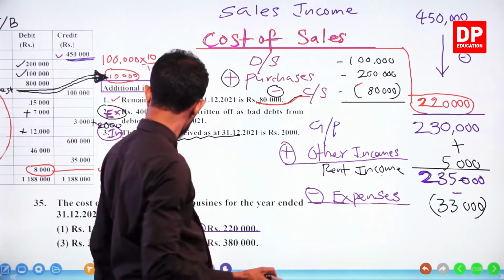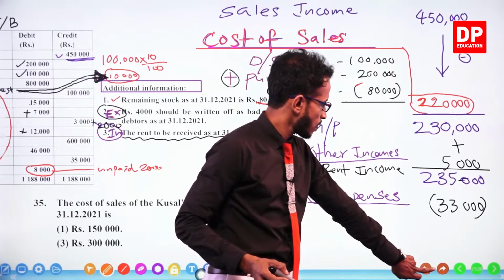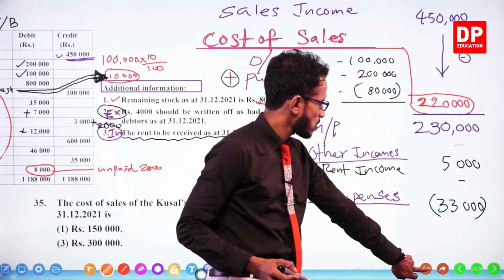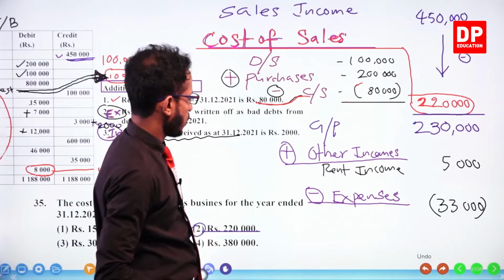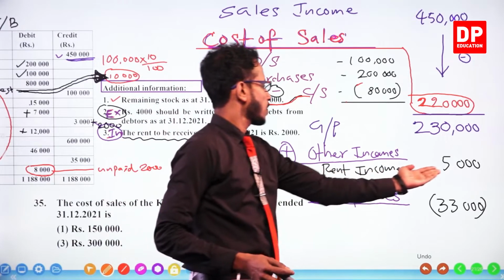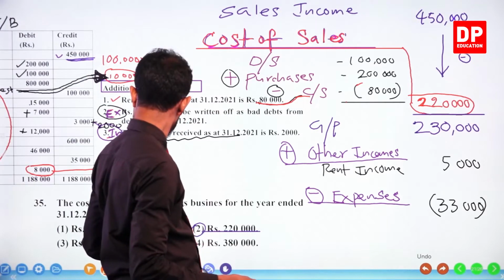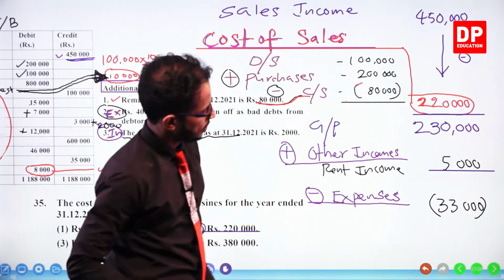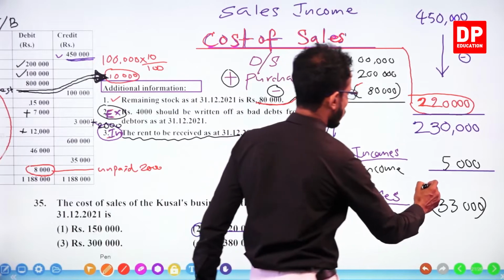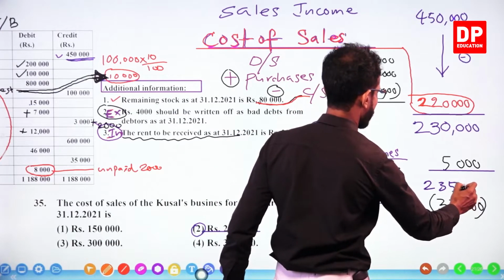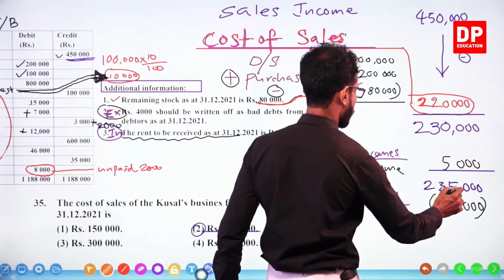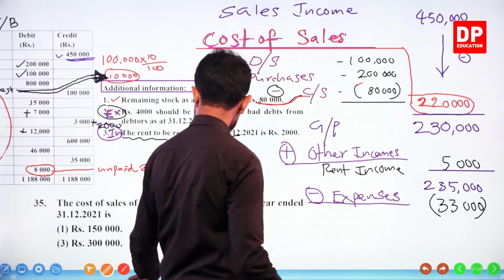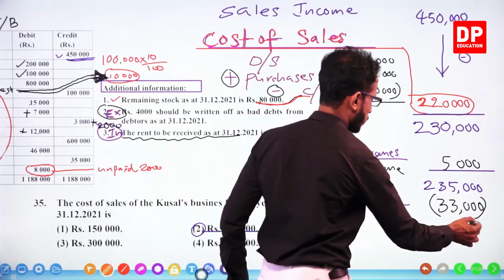Is that clear to you? Let me make it very clear. Other incomes, rent income. After adding the rent income, let's take the total, 235,000. Now it's clear, right? Now expenses should be subtracted, no? Subtracted.